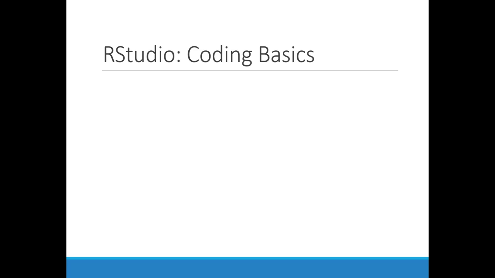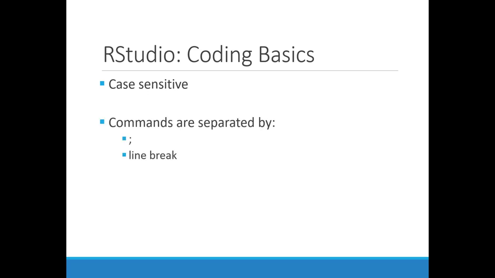Now let me go over additional information before we jump over to RStudio. First of all, when you program in R, you want to remember that the language is case sensitive. And so when you write your script, you want to pay attention to what's capitalized and what's not. You'd also want to know that different commands are separated by either a semicolon or a line break. And so it's a good rule of thumb to remember that RStudio will treat each line of code separately.